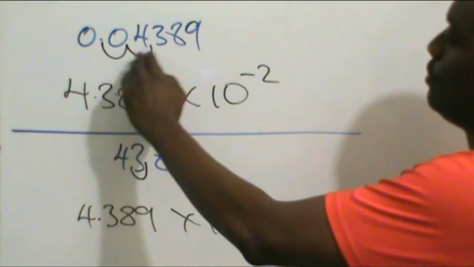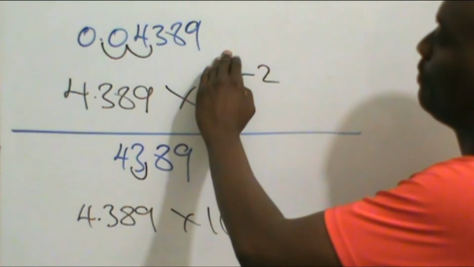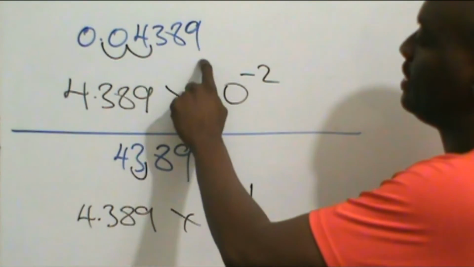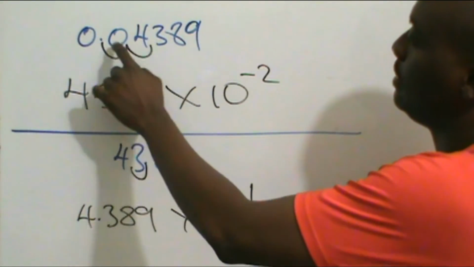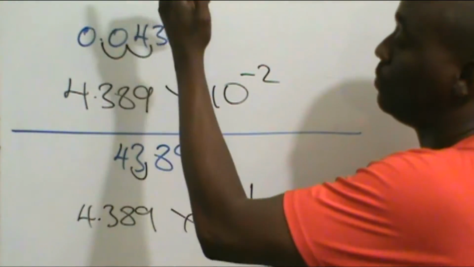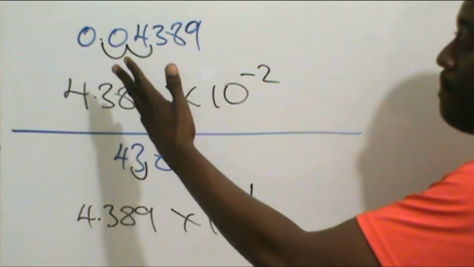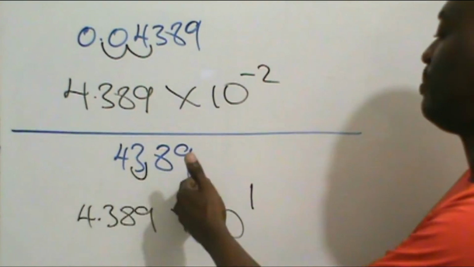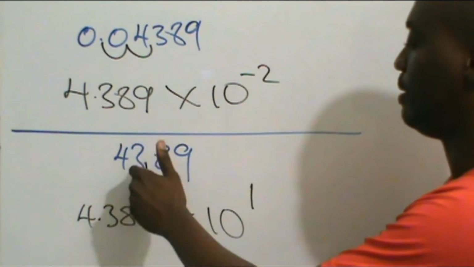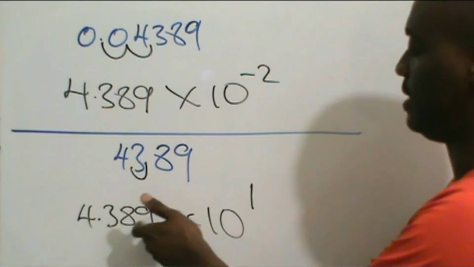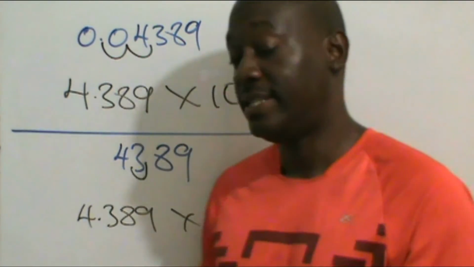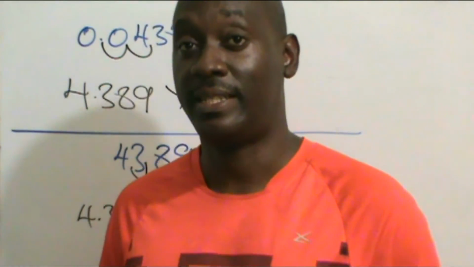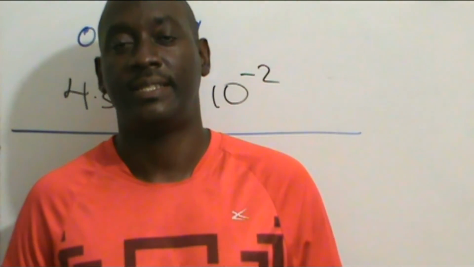0.04389. You know that it will be 4.389 here, multiplied by 10 to the 1, 2, 10 to the minus 2, obviously. And then you get to this one here, 43.89 to start with. You move the point one place, 4.389 by 10 to the power of 1. The process really gets automatic the more you're practicing.